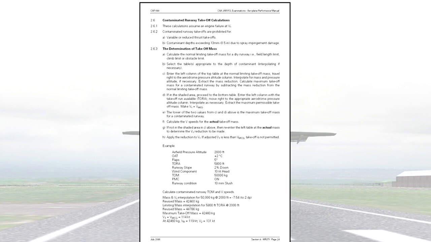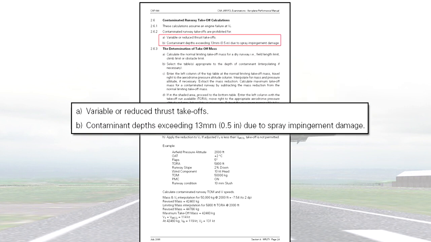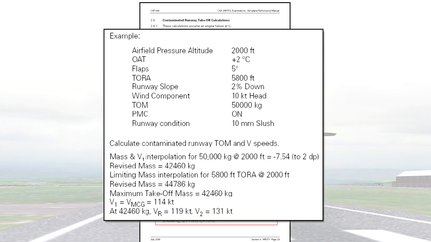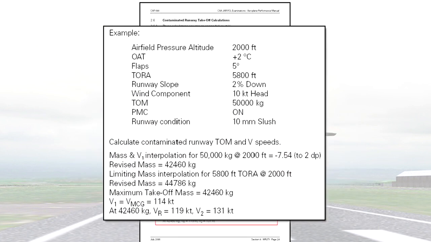Detailed on page 24 of section 4 on CAP 698 is the Contaminated Runway Takeoff Procedure. The top of the page states the procedure cannot be carried out when reduced thrust is used or when the depth of contamination exceeds 13 millimeters. The rest of the page describes in detail the methodology of the procedure and gives an example which you may want to work through in your own time.